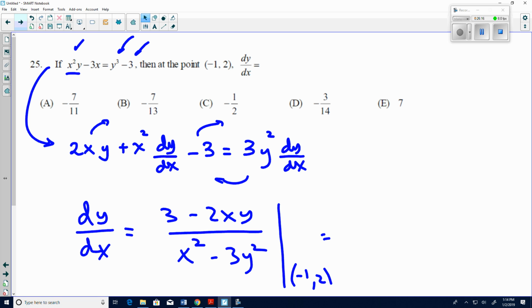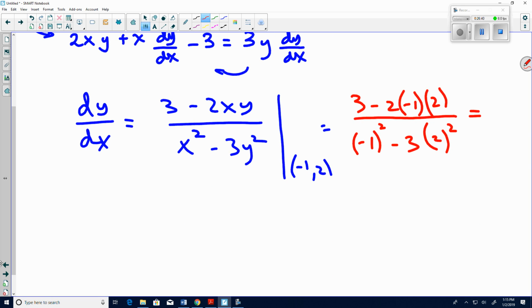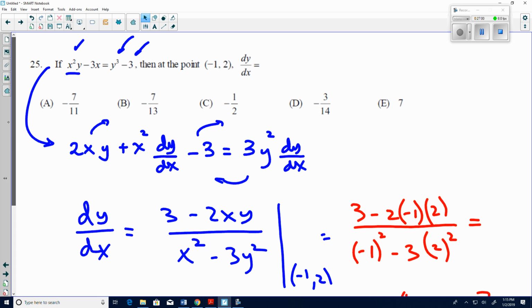As long as we can keep track of our signs, we have 3 minus 2 times x, which is -1, and y is 2. And on the bottom, we have x squared, which is (-1) squared, minus 3 times y, which is 2 squared. Let's clean that up. We've got 3 plus 4, so that's 7 on top. On the bottom, we've got 1 minus 3 times 4, which is 12, which is minus 11. So we're looking for minus 7/11, choice A. Implicit differentiation.